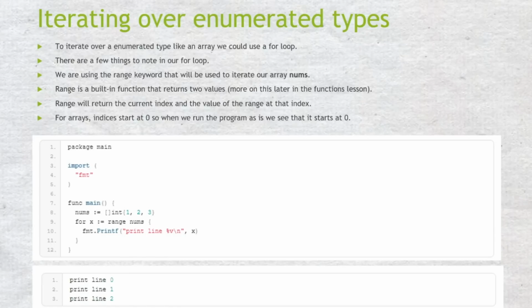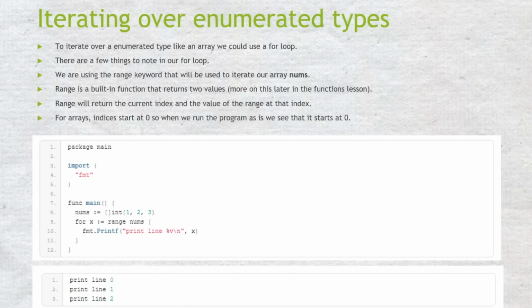Iterating over enumerated types. To iterate over an enumerated type, like an array, we could use a for loop. There are a few things to note in a for loop. We are using the range keyword that will be used to iterate our array nums. Range is a built-in function that returns 2 values. We'll see more of this later in the functions lesson. Range will return the current index and the value of the range at that index. For arrays, indices start at 0, so when we run the program, as we will see, that it starts at 0. So here's our program listing.